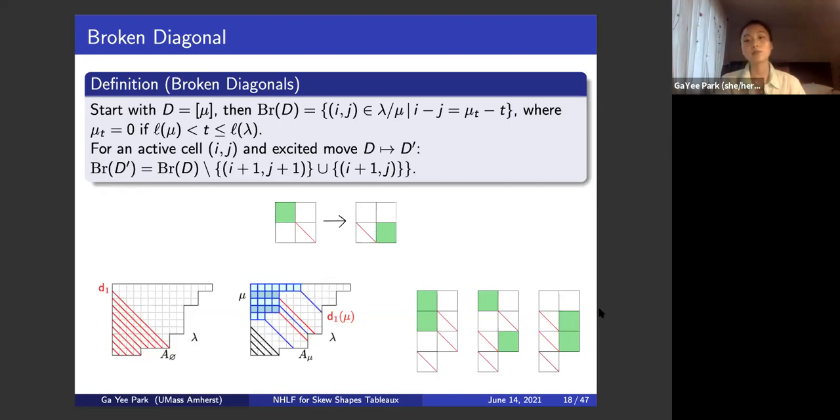So back to our example, for these three excited diagrams for this particular skew shape, in red are the spots for the supports of the broken diagonals, and they would be counted into the formula for the q-analog of the Naruse hook length formula.